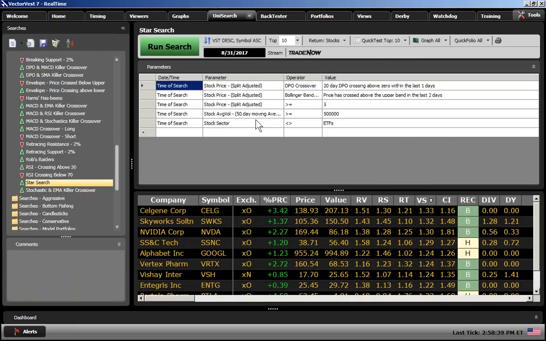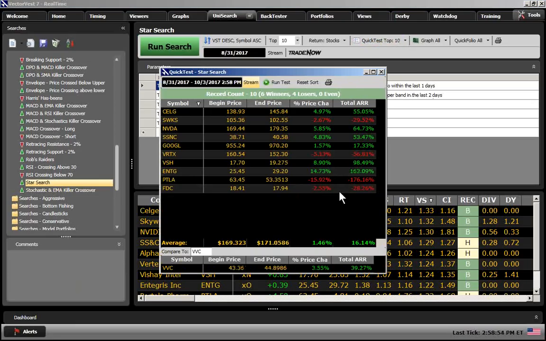Sure, we can try that. This uses the DPO crossover, the 20 DPO crossing above 0 in the last 1 day, and Bollinger Bands, the price crossed above the upper band in the last 2 days. Using my same timing, click on the quick test of the top 10, 1.46%. All right, so another technical indicator, I found a stock that did double digits, but I also found a stock that went down double digits, and it didn't keep up with the market.